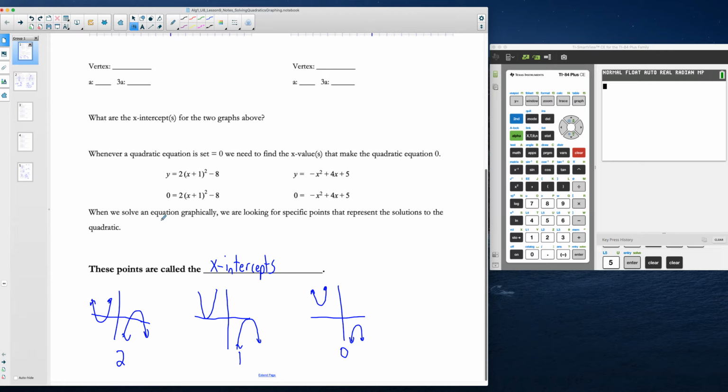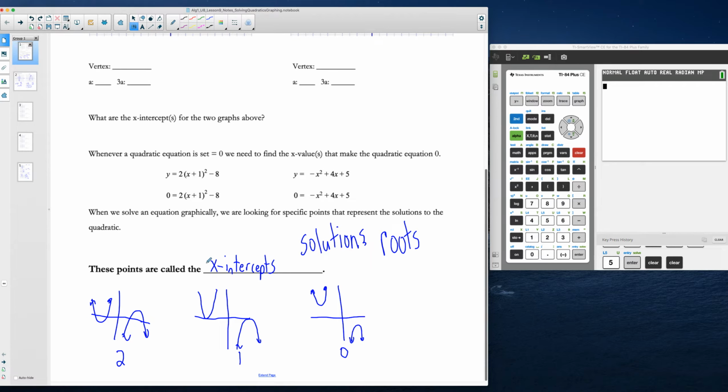All right, so now what we're looking for are the x-intercepts. Now, we've mentioned this before. Those are also called solutions. So you might see the word solutions. You might see the word roots. We're all talking about kind of the same idea when you see these words. So there you go.